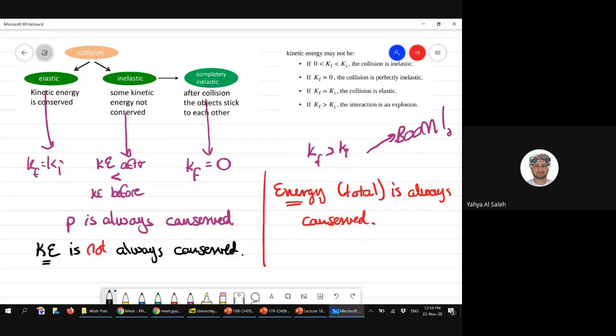If after the collision, the final kinetic energy is 0, we call it perfectly or completely inelastic. Now this leaves us with one option. What if our final kinetic energy is more than initial kinetic energy? I started with 100 joules of kinetic energy, or 0 joules of kinetic energy, for example, and I ended with 2000 joules. What is that? That is what we call an explosion, and hence I have written boom in capitals.